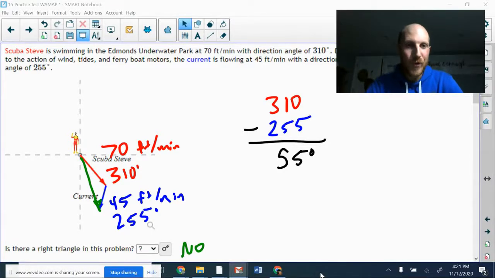Okay, so Scuba Steve is swimming in the Edmonds Underwater Park, 70 feet per minute, direction angle of 310. I've labeled that as the red part of the diagram. Here's Scuba Steve. He swims 70 feet per minute, 310 degrees. The diagram is actually provided in the problem. I'm going to get those labels on there.